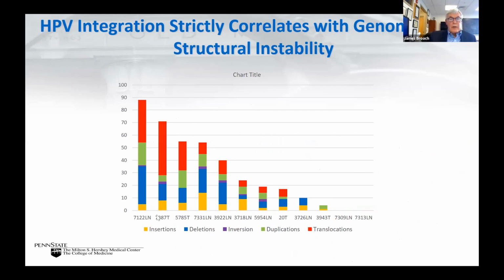And this is just quantifying those. So here are the number of different insertions, deletions, inversions, duplications, and translocations tallied up here. These on the left are all the ones that have integrated HPV. On the right are the ones that have episomal HPV. So there is a highly statistically significant difference in the number of structural variants seen following integration relative to those in which HPV remains episomal.